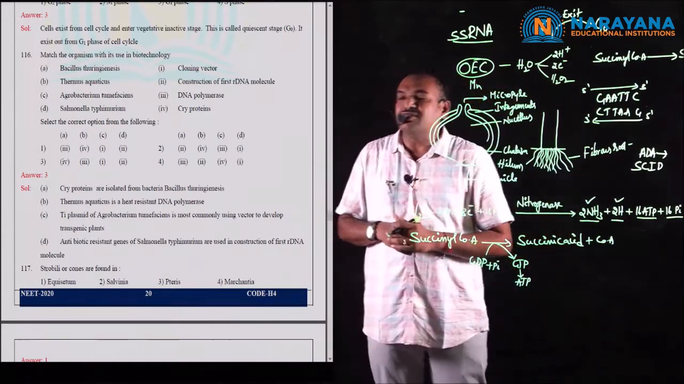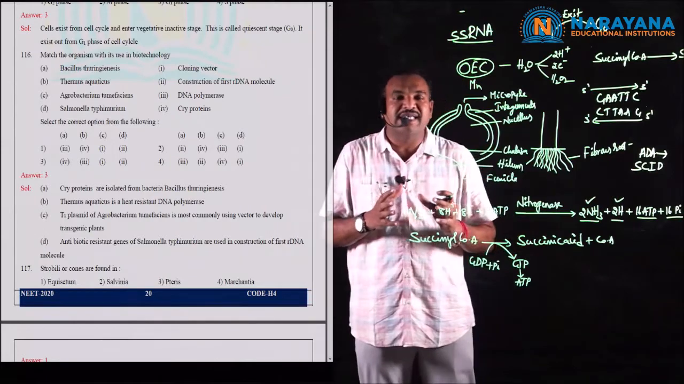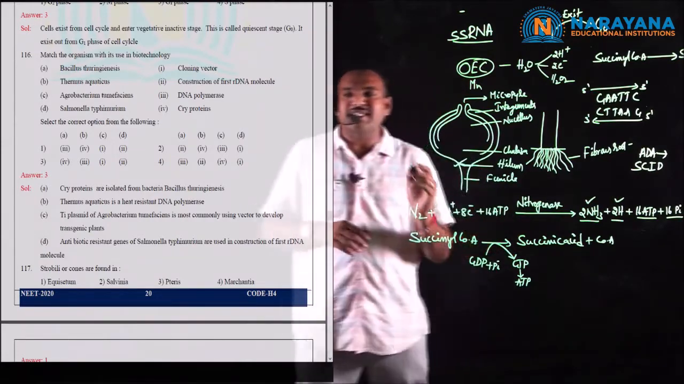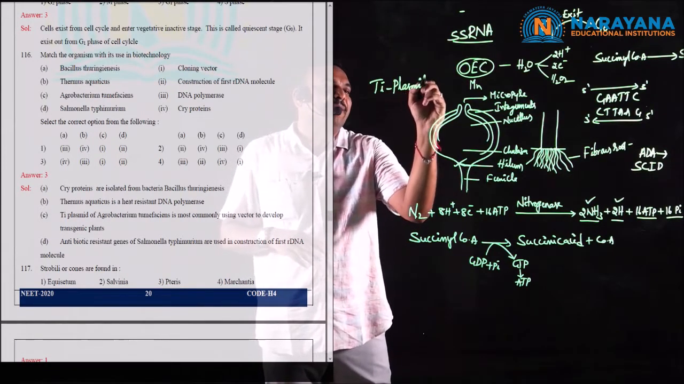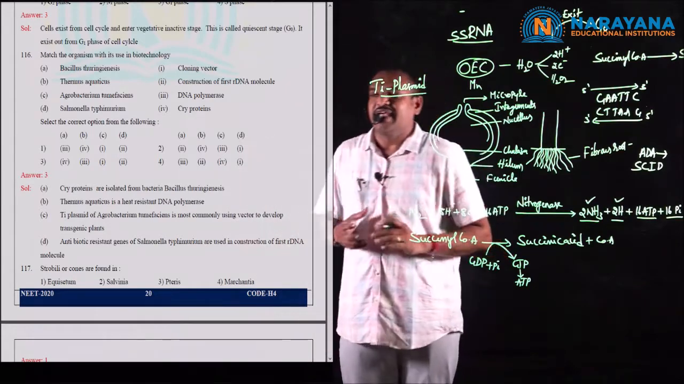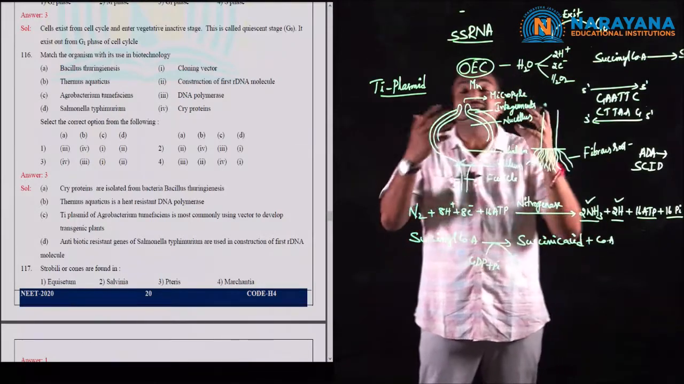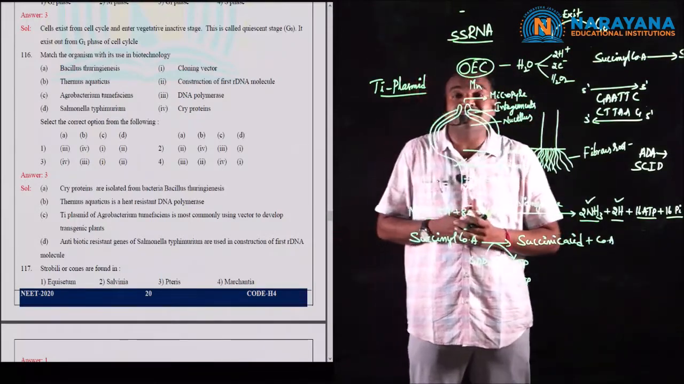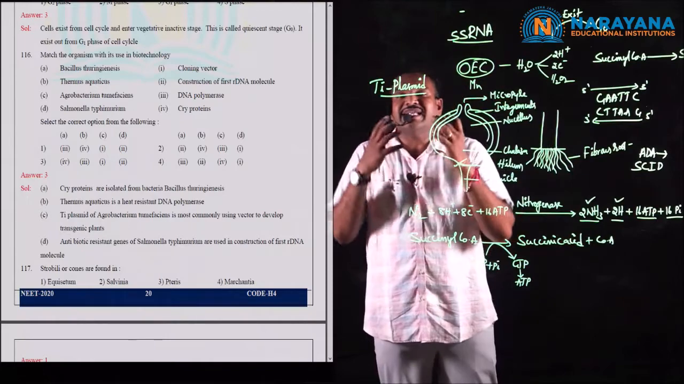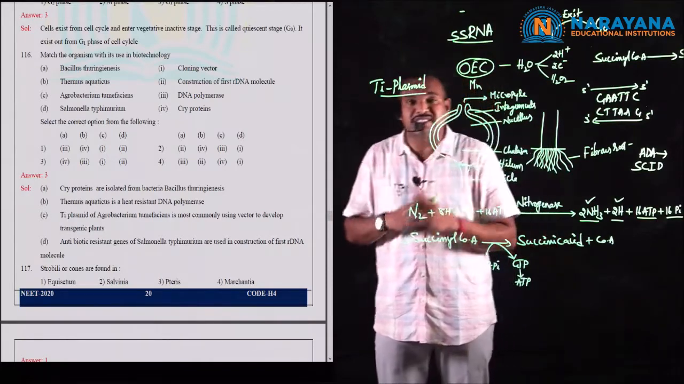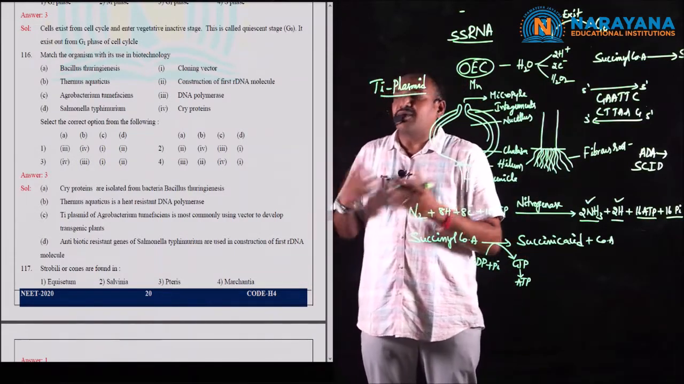And C, Agrobacterium tumefaciens. We know that to produce transgenic plants, the most commonly used vector is the Ti plasmid of Agrobacterium tumefaciens. The most commonly used vector in the production of transgenic animals is adenovirus, also retroviruses. And here the Ti plasmid of Agrobacterium tumefaciens is the most commonly used cloning vector. And D is Salmonella typhimurium.